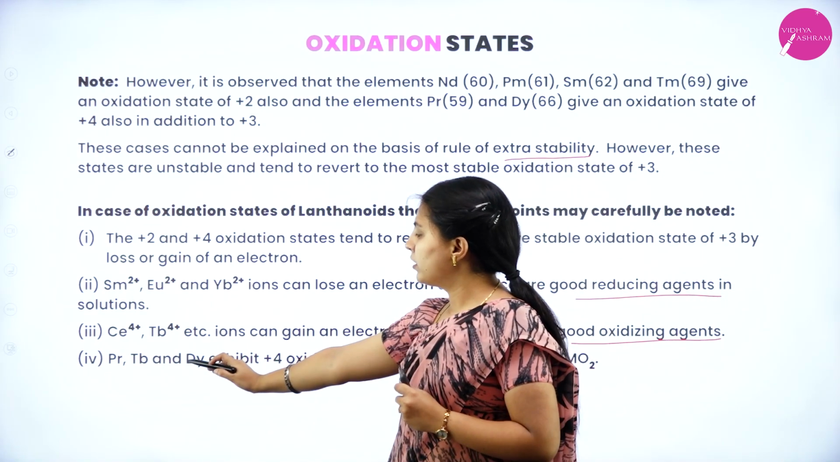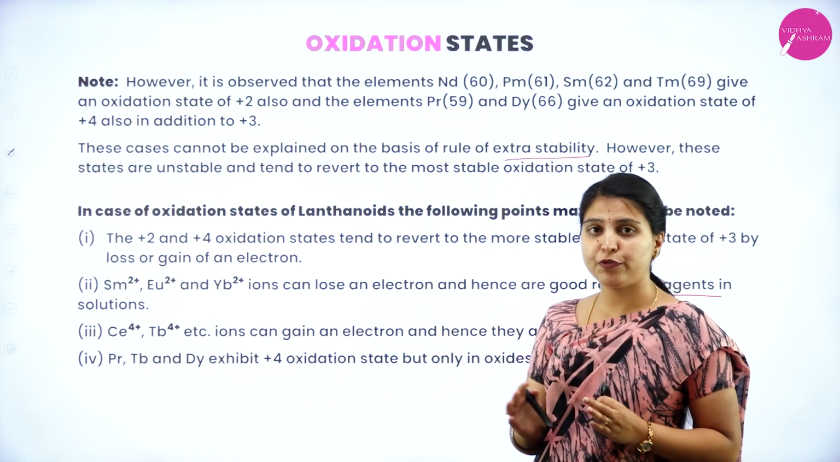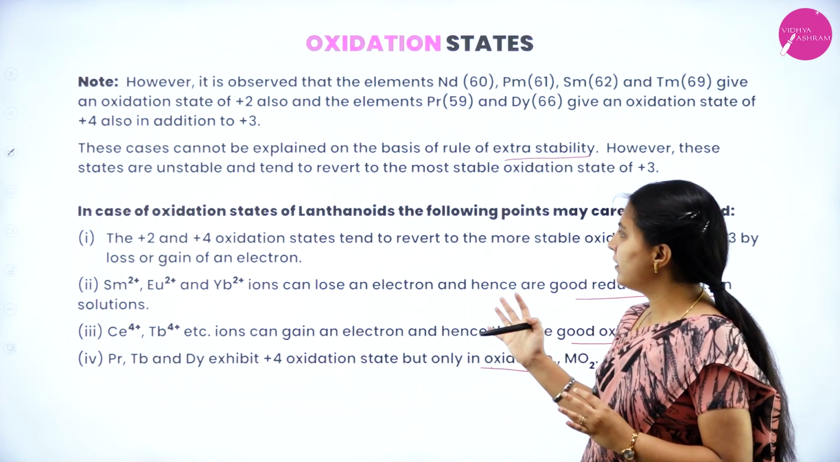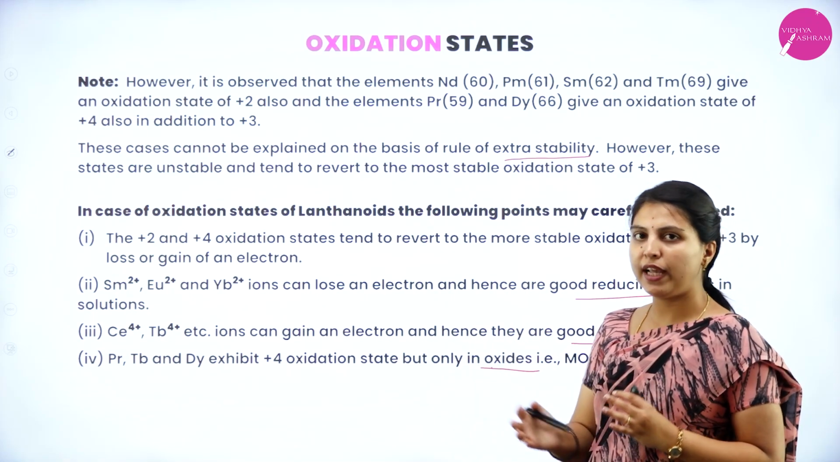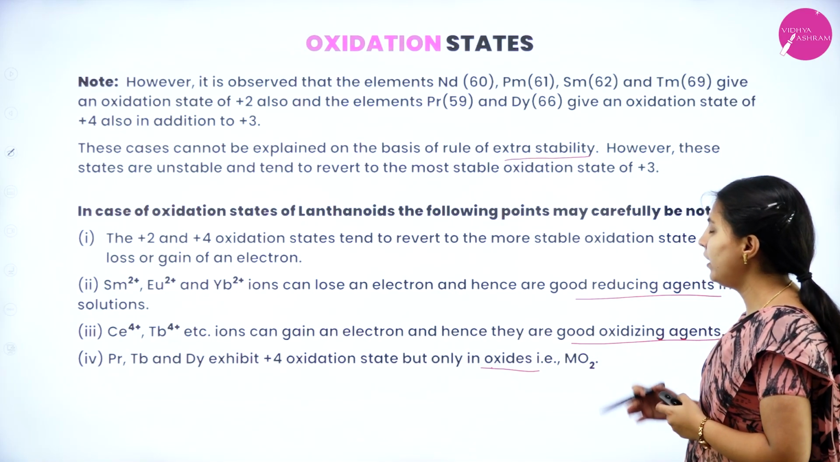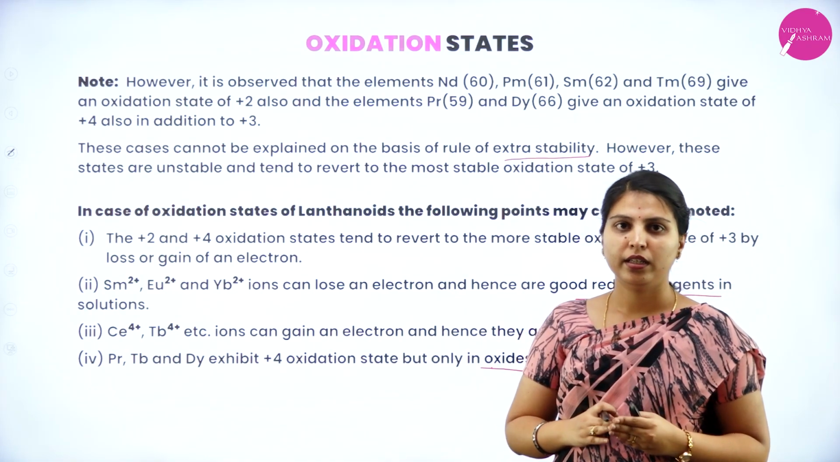And praseodymium, terbium and dysprosium exhibit a +4 oxidation state only in oxides. So these are the oxidation states of lanthanoids with variable oxidation states. And after having the variable oxidation state, what property will it show?